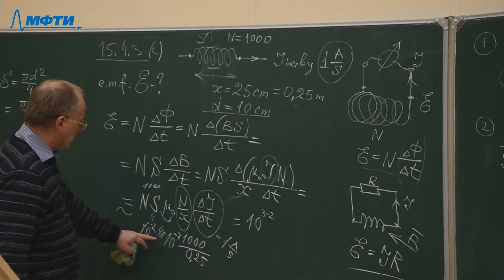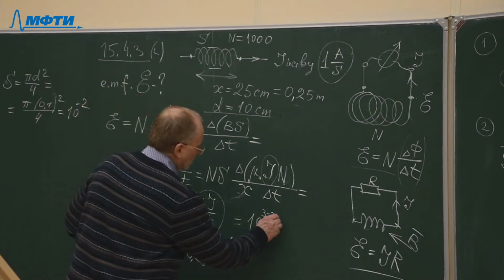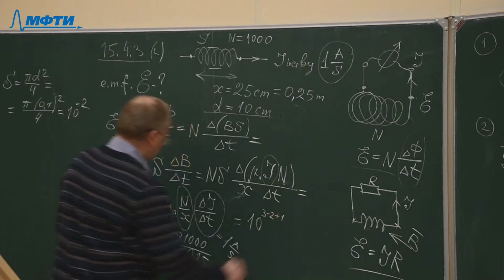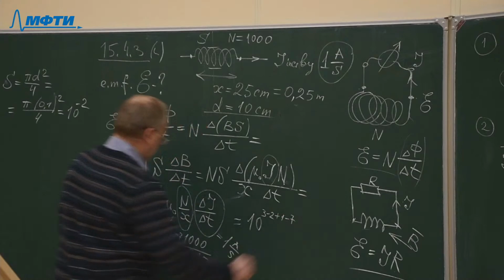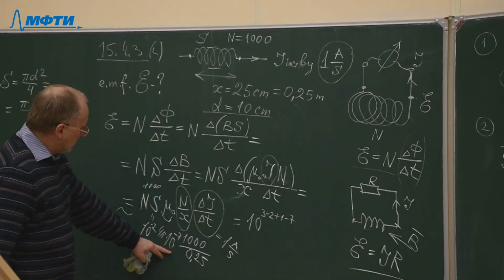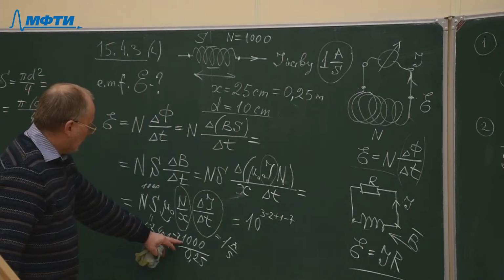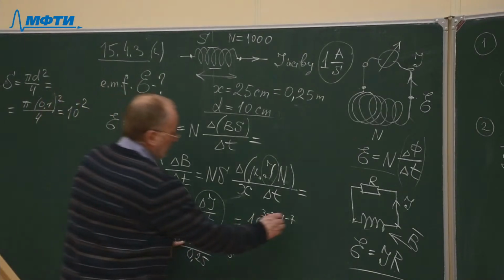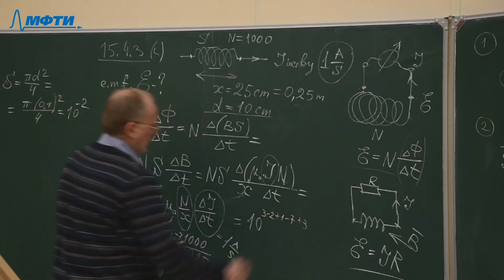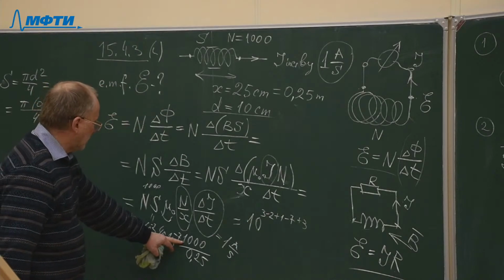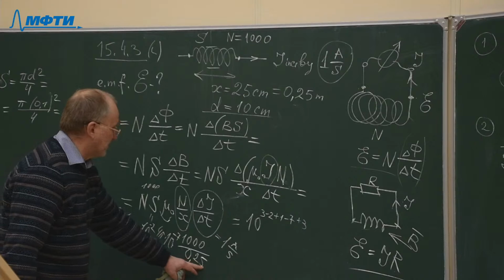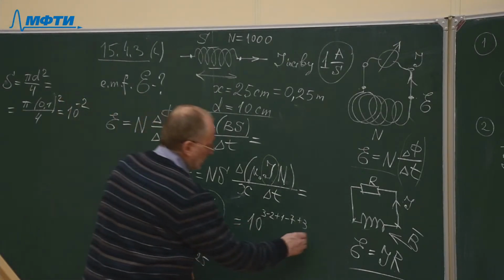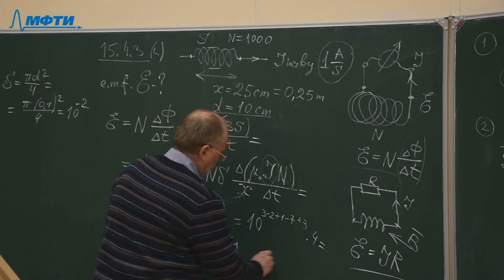I will put it in this way. And then 4 pi is approximately 10. And then 10 to the minus 7. Minus 7 will go here. And then 1,000 will be here. And then 1 ampere per second divided by 1 by 0.25, that is 4. That is the coefficient 4.